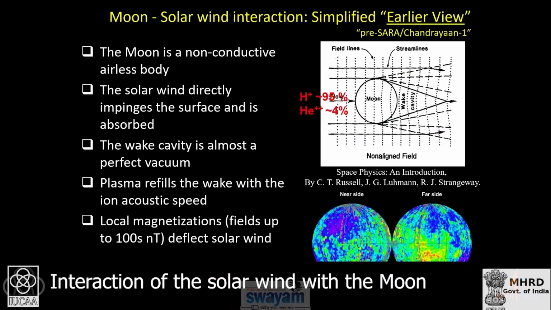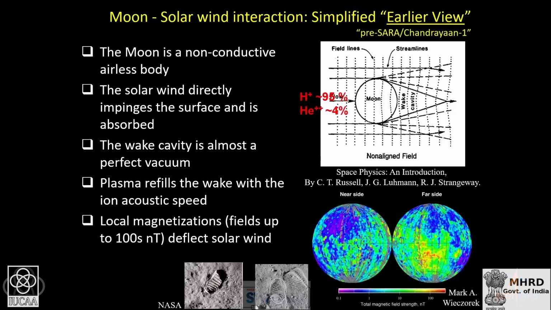What we knew about the interaction of the solar wind with the moon is that the solar wind, which is basically protons, 95% of them, and a few percent doubly ionized helium, comes and hits the surface, gets absorbed, and we get a vacuum or a plasma wake cavity over here, which gets filled up at ion-acoustic velocities, and this filling actually takes very long downstream, almost a few lunar radii, which translates into something like a few thousands of kilometers to tens of thousands of kilometers.